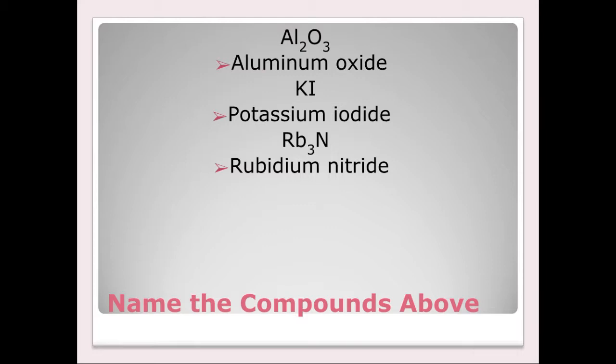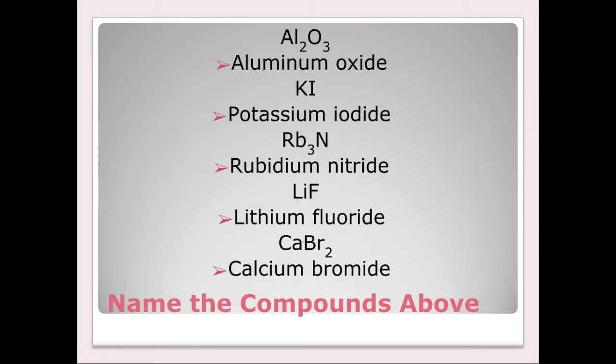You know that nitride will have an oxidation number of 3- and rubidium will have an oxidation number of 1+. So you will be able to figure out how many of each are in this compound. LiF is lithium fluoride. And then the last one, CaBr2, would be calcium bromide.